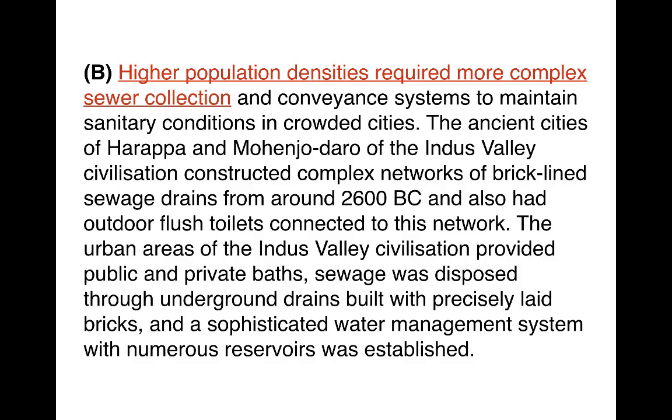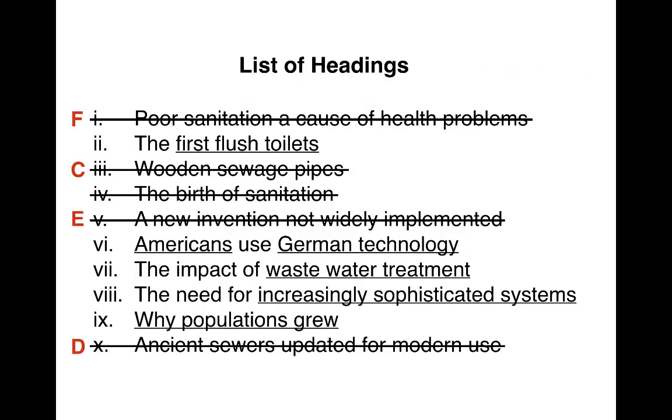The first sentence tells us that this paragraph is about bigger populations requiring more complex sewer systems. And the rest of the paragraph, we should check it, don't just read the first sentence. The rest of the paragraph is just examples of these places which did have complex systems. And if we go to the list of headings, it's not about flush toilets, it's not about Americans and German technology, wastewater treatment, it's number 8.